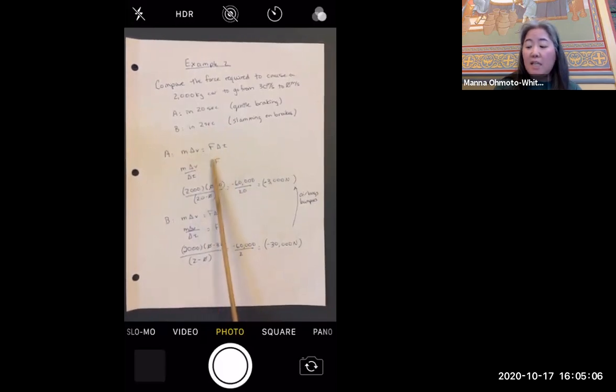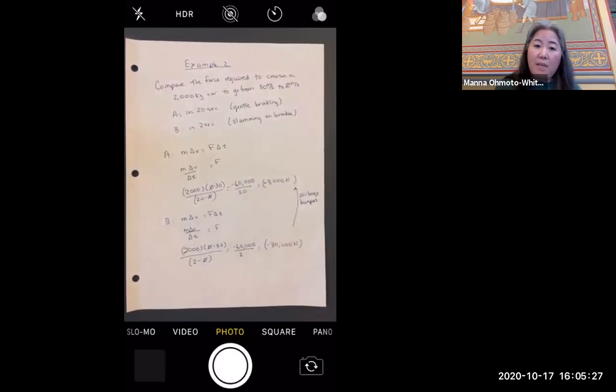I am isolating for my F because that's what I'm looking for. So I divide both sides by delta t, and now I just plug in my values. 2,000 times v final minus v initial over t final minus t initial gives me negative 60,000 over 20, or negative 3,000 newtons, right? It makes sense because if the car is going forward, my force has to be applied in the opposite direction. So if my car is going forward, my force is being applied in the negative direction.